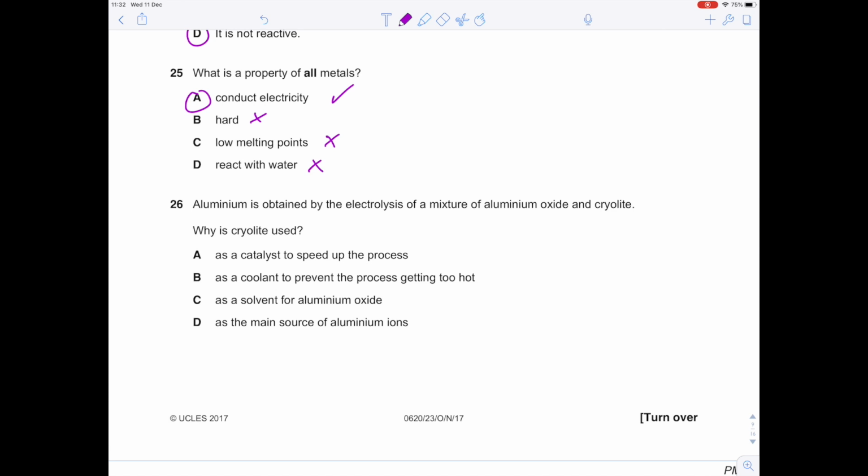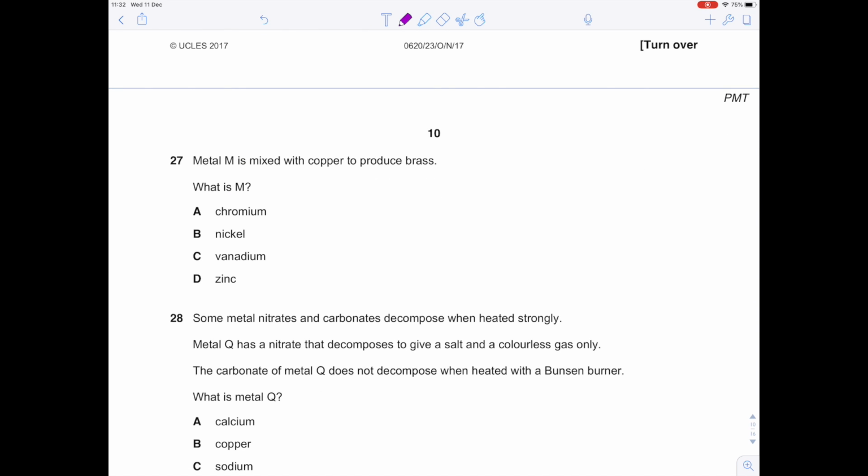Aluminium is obtained by the electrolysis of a mixture of aluminium oxide and cryolite. Why is cryolite used? Remember that the aluminium oxide dissolves into it, so it therefore acts as a solvent. Metal M is mixed with copper to produce brass. What is M? Oh, you do need to learn your alloys. So in order to produce brass, you need both copper and zinc.